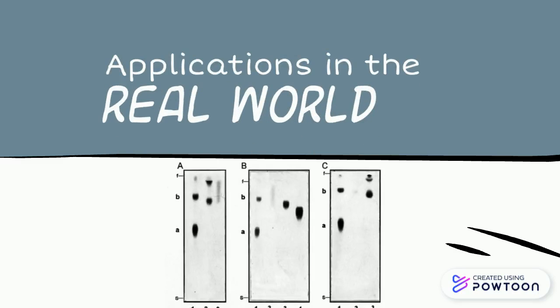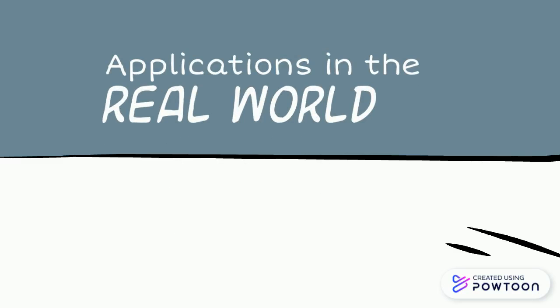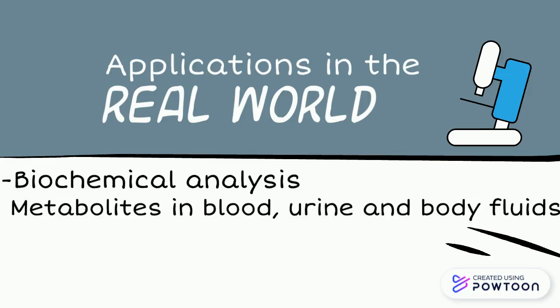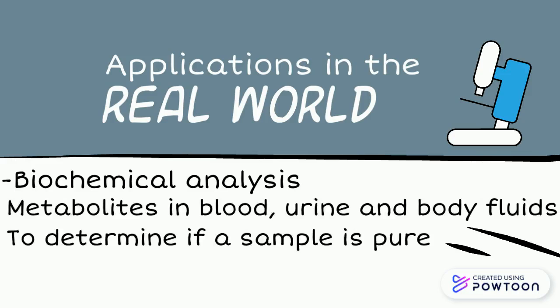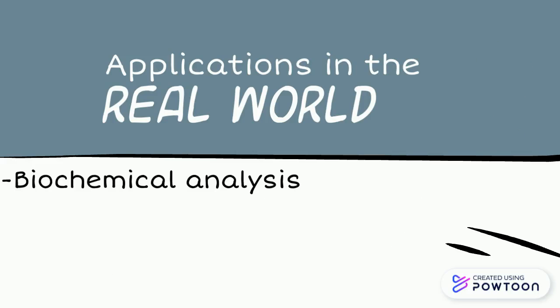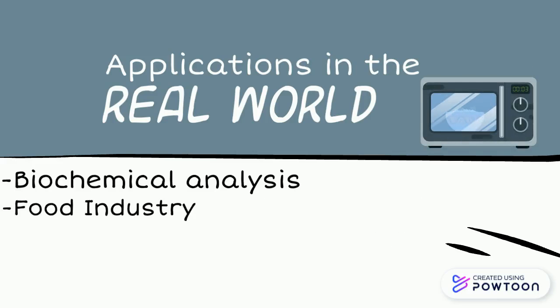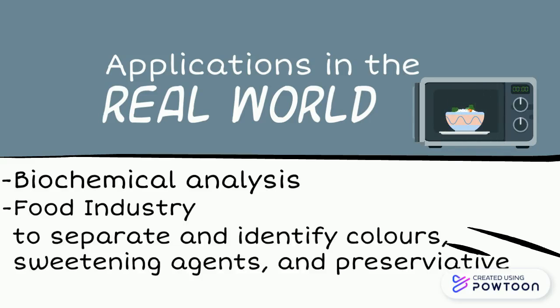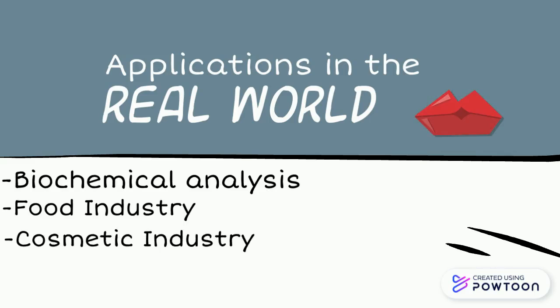Thin layer chromatography has real-world importance in not only a biomedical setting but also across numerous industries. It can be used for the biochemical analysis of blood, urine, and body fluids to isolate or separate the metabolites in the sample, to determine the purity of a sample by comparing the sample and authentic sample, and to see if a reaction is complete. Thin layer chromatography can also be used in the food industry to separate and identify colors, sweetening agents, and preservatives, as well as the cosmetic industry.